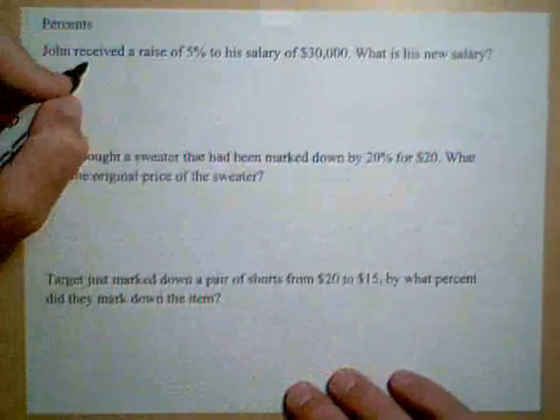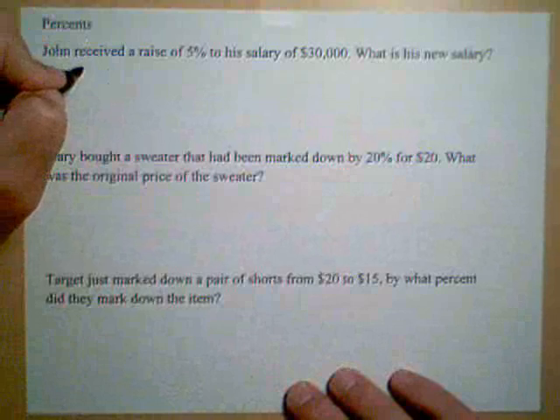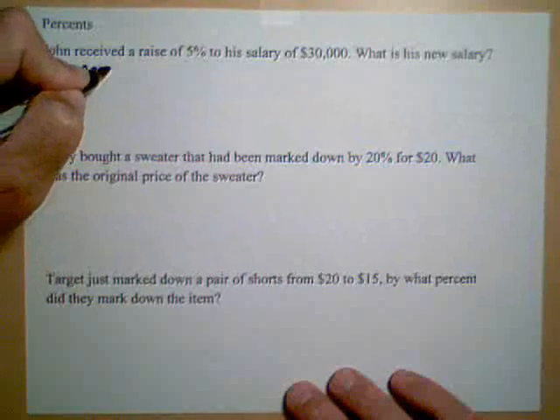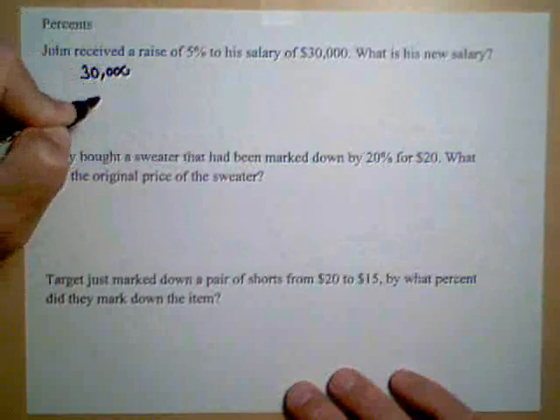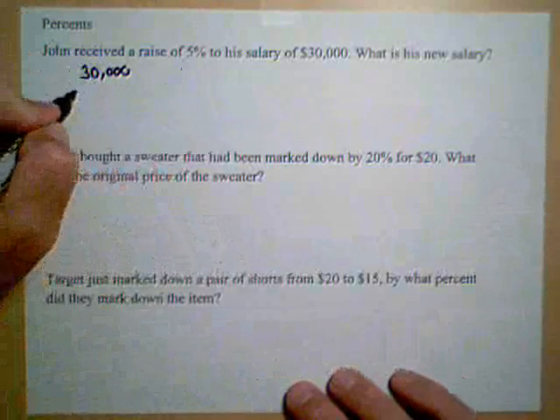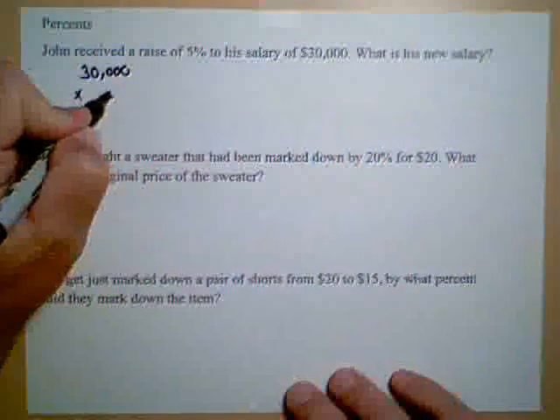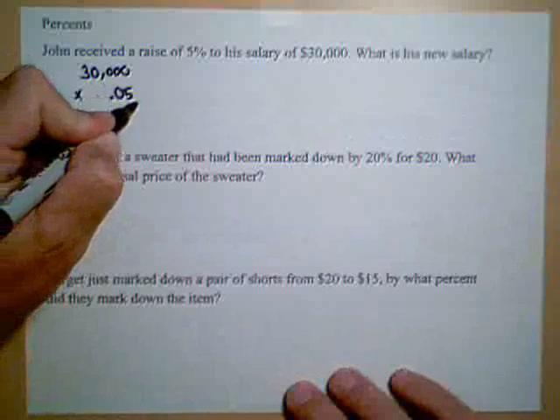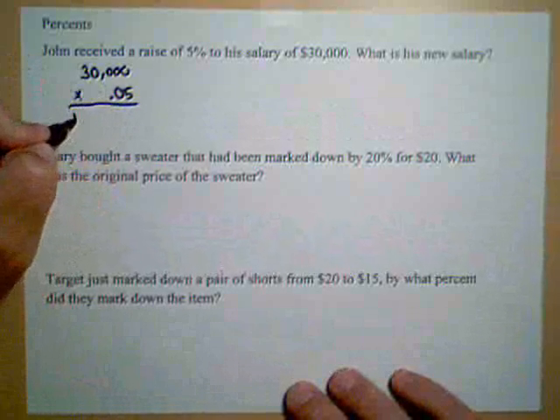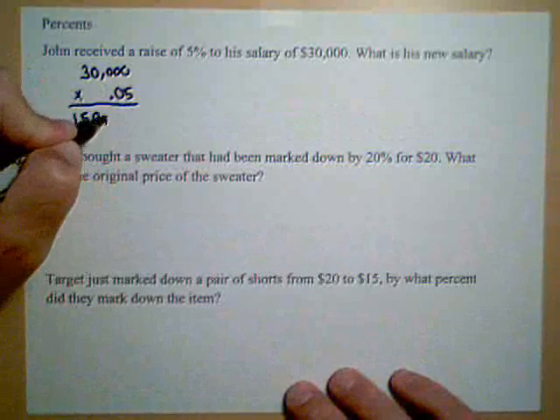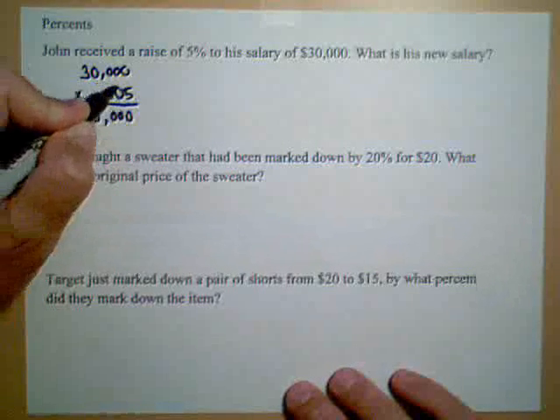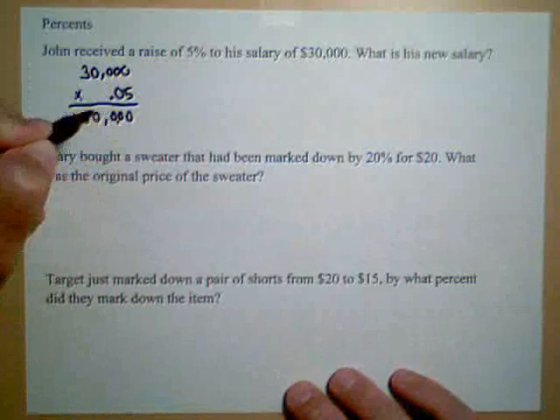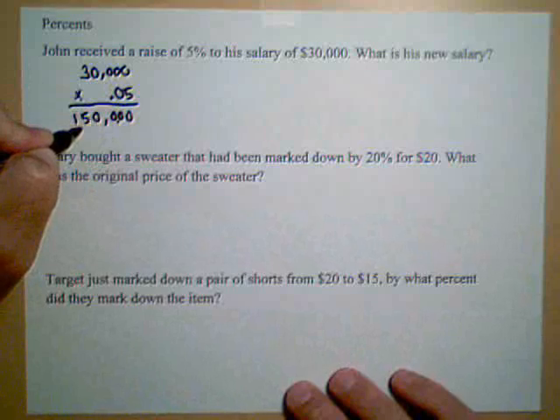So first off, we have to figure out what the amount of his raise was. To do that, we can take 30,000 and multiply it by 5%. Now 5% as a decimal is 0.05. In multiplying this out, if we multiply by 5, we get 150,000, but we have two decimal places we have to account for. So his raise is 1,500.